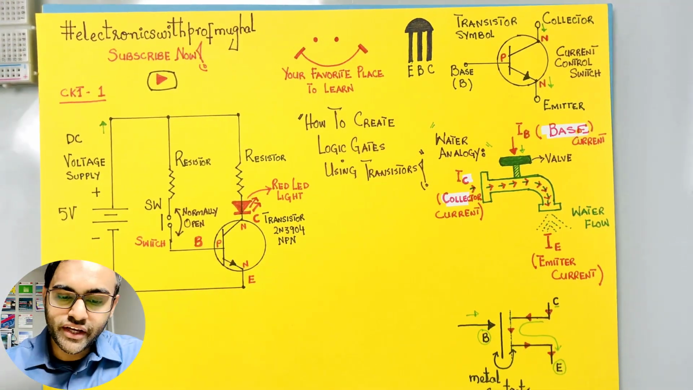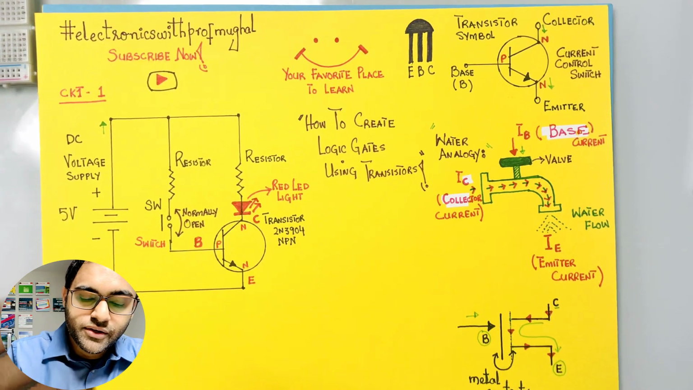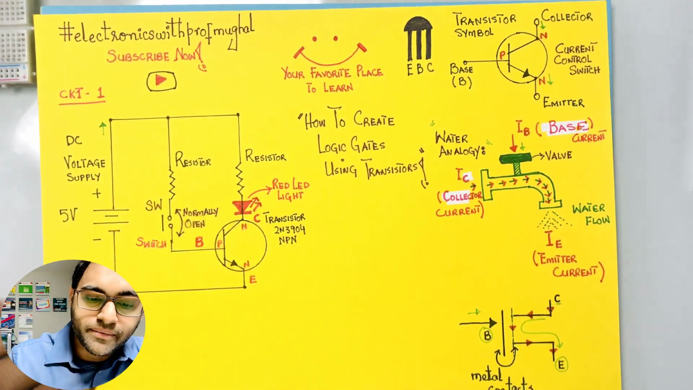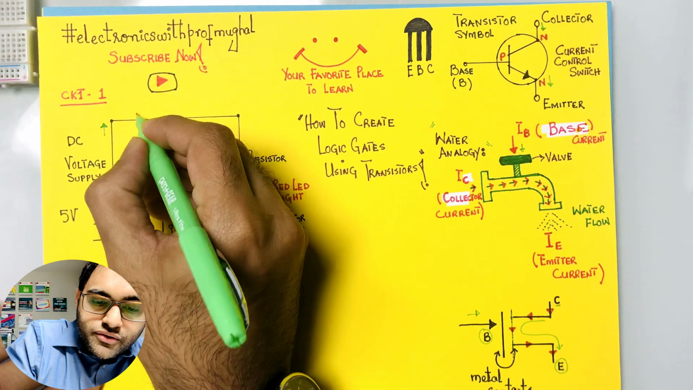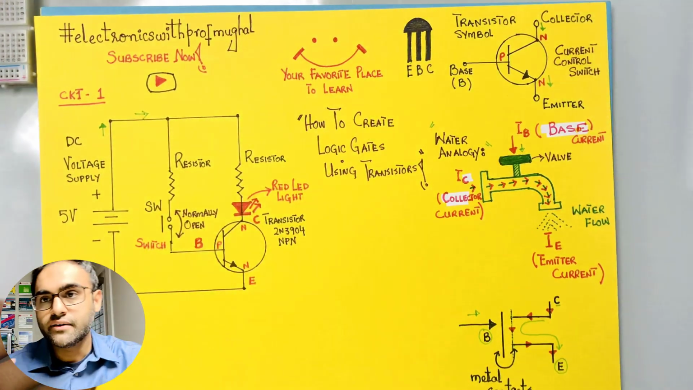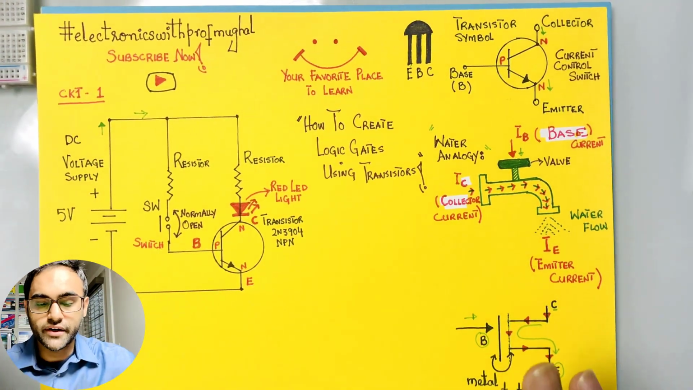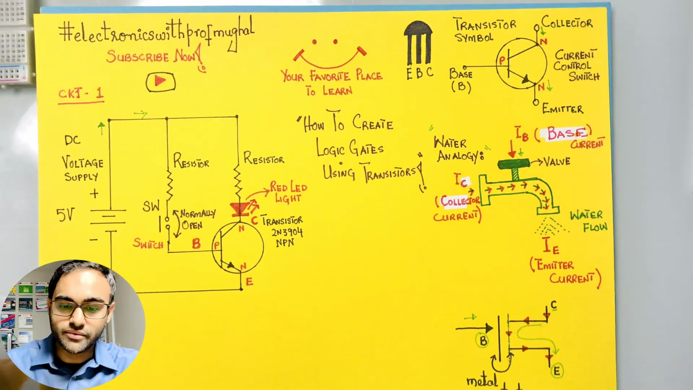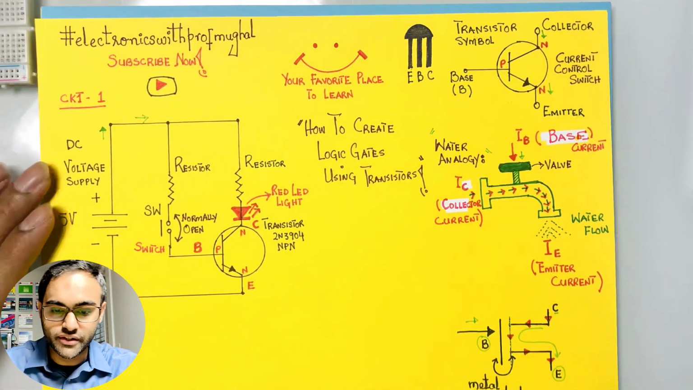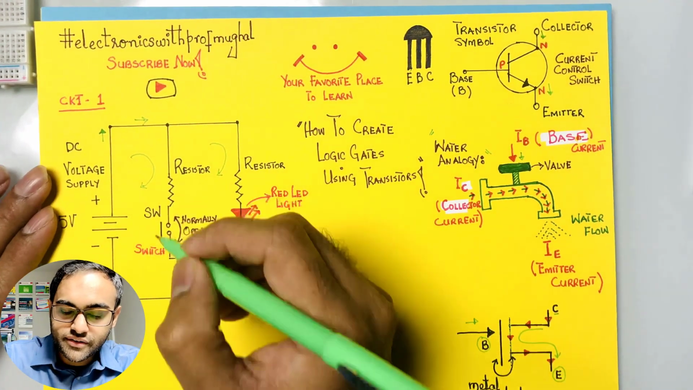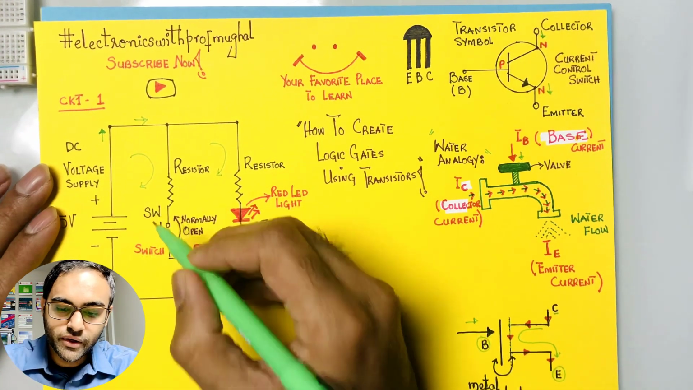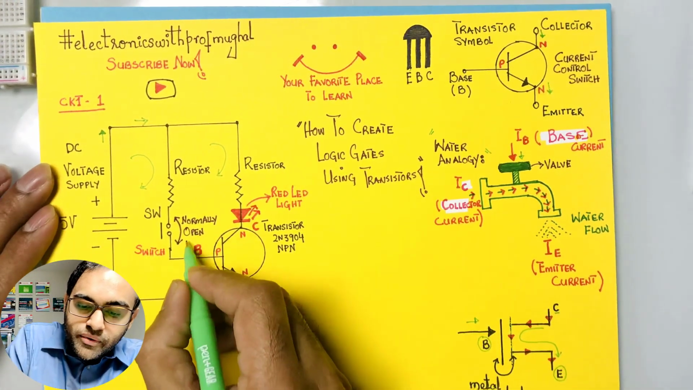What you see on the screen is basically a 5-volt DC supply here. So the current is going to flow. Remember, the conventional current always flows from the positive terminal to the negative terminal, so it's going to move in a clockwise direction. Here we have a resistor right here, and then we have a switch over here. This switch is normally open.